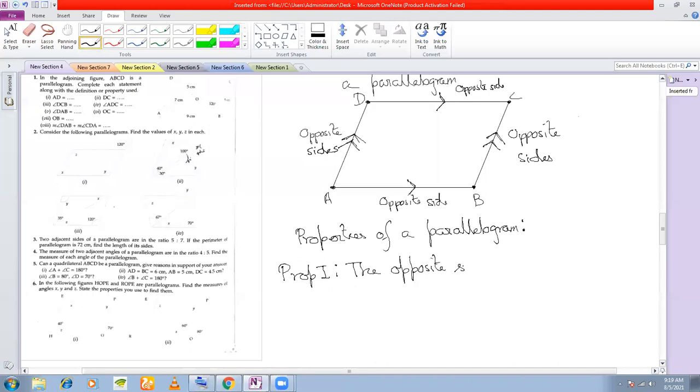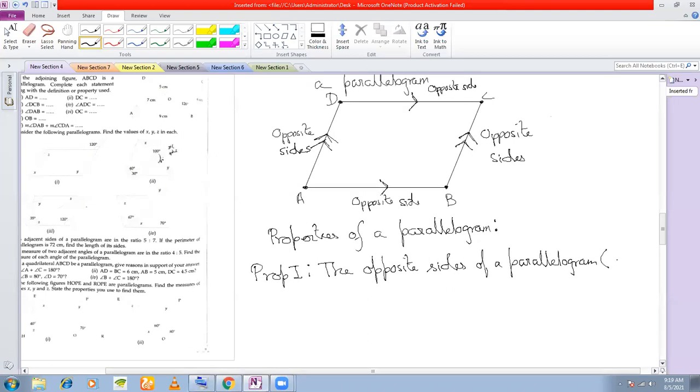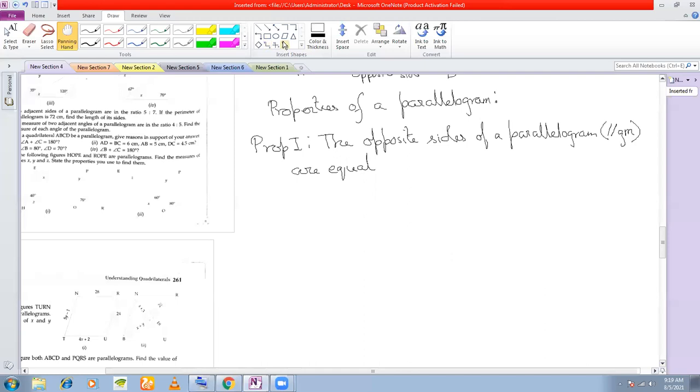The opposite sides of a parallelogram. You know the short form of writing a parallelogram. This is the way you write parallelogram: two parallel lines this way and a symbol. The opposite sides of a parallelogram are equal. Okay. Now what does this mean?